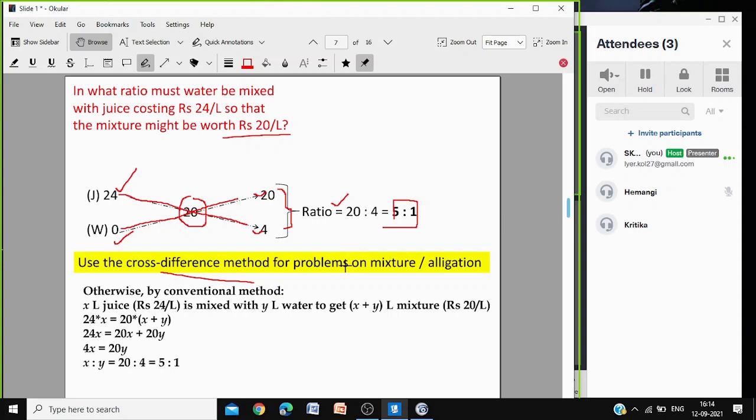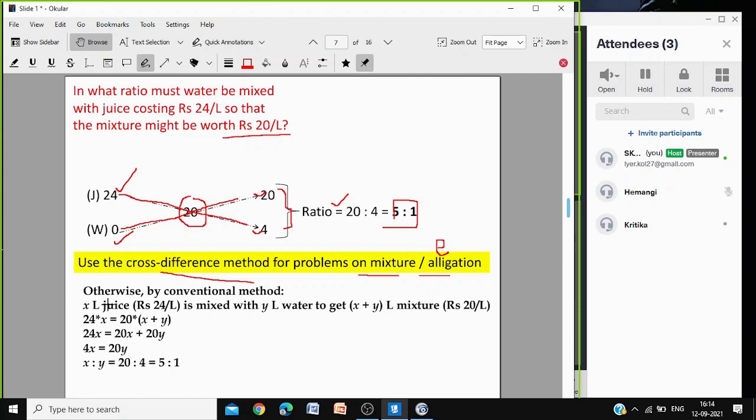Whenever you are doing any problems on mixture, which is called alligation. Alligation is that, don't think that allegation. When I level some charges against you, that is allegation, A-double-L-E. That is a charge against you, but this is not the charge, it is A-L-L-I, like alligator. Alligation is a method of mixture.